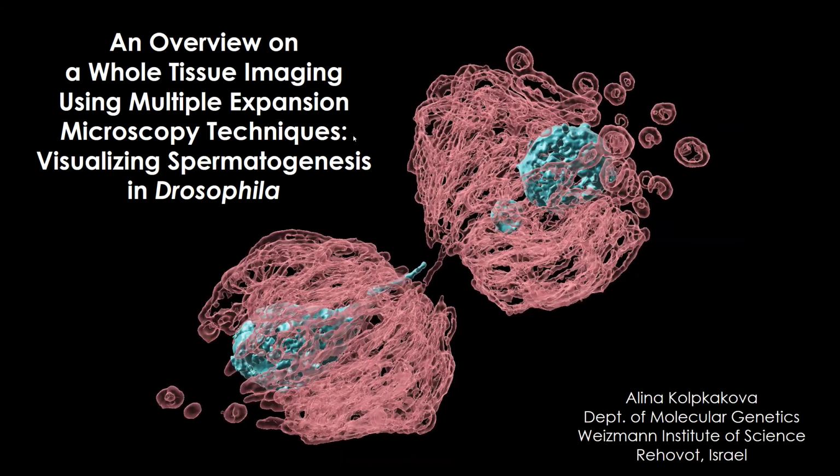I work on the Drosophila testis, and in this image you can see one of the expanded samples. Here you can see two dividing cells. The blue is the nucleus, and the pink one is the mitochondria. It's a 3D reconstruction done by Marek's software.